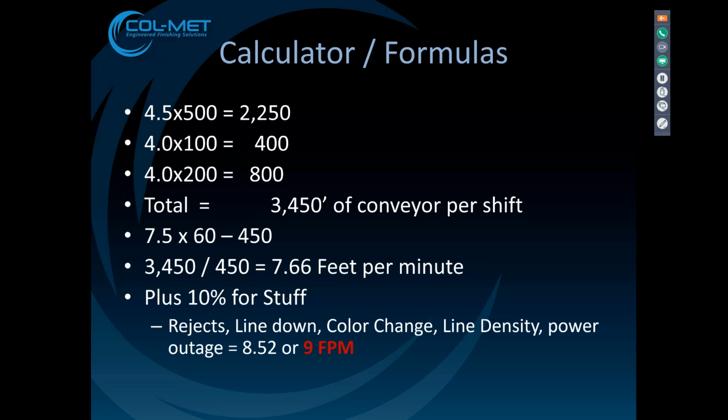Plus 10% that we just spoke about a moment ago. First time we've utilized this in our scenarios. 10% for rejects, downtime, color change, poor line density, power outage, or whatever. That brings the 7.66 to 8.52, or a total of 9 feet per minute for line speed to process the customer's products.